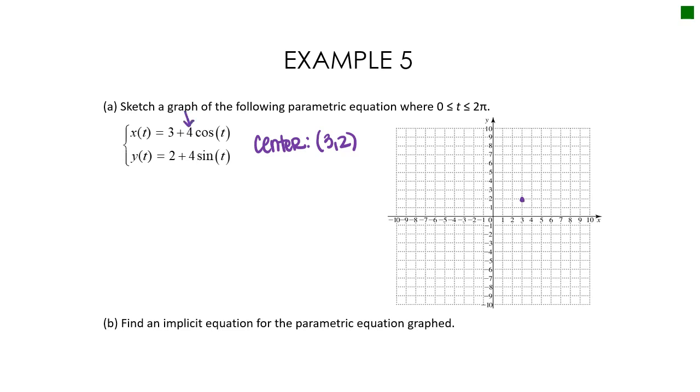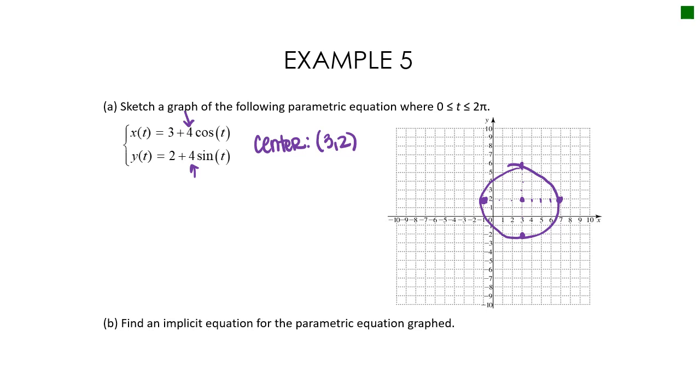Our axis horizontally is going to be 4. So 1, 2, 3, 4. So we go 4 in this direction, 4 in that direction. And then our vertical axis is also 4. So 1, 2, 3, 4 in that direction, 2, 3, 4 in that direction. So you can see it looks like that. And when we look at that, we can see that that is a circle.